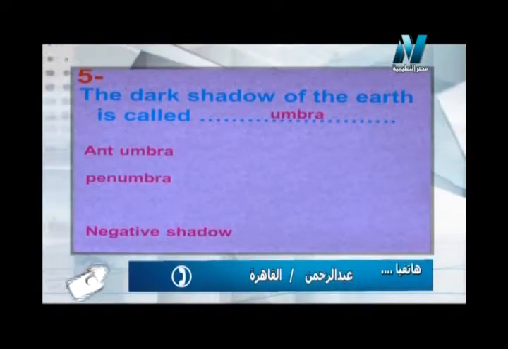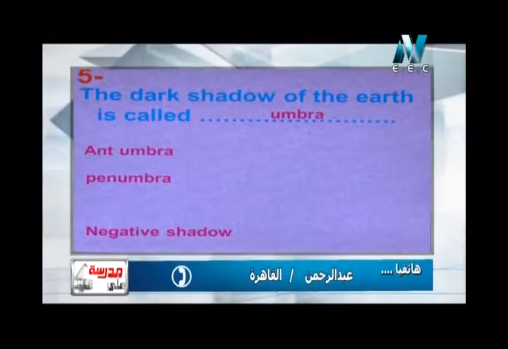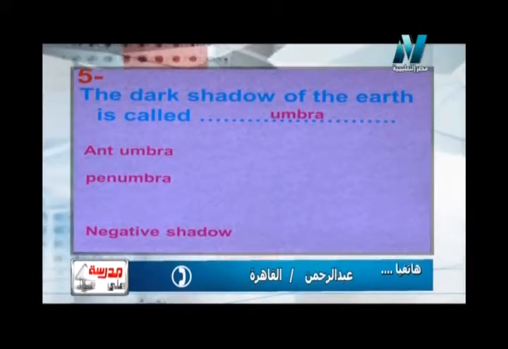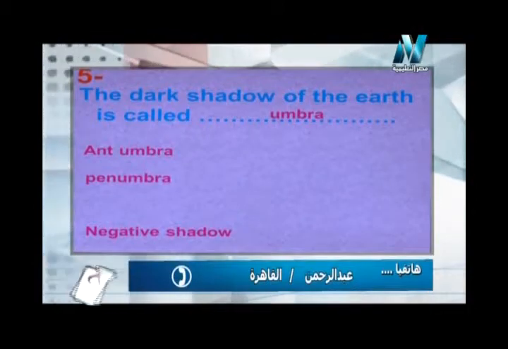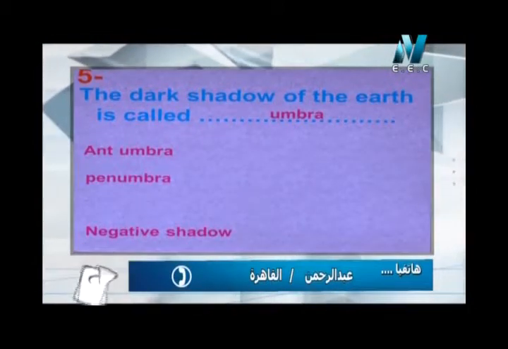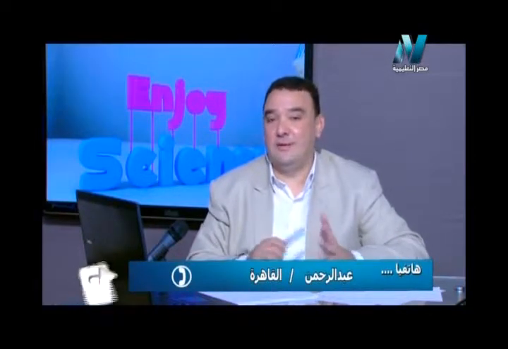So, Abdurrahman, can you tell me what's meant by solar eclipse? It is an astronomical phenomenon. It occurs when the sun, the earth and the moon are nearly on one straight line, with the moon in the middle.